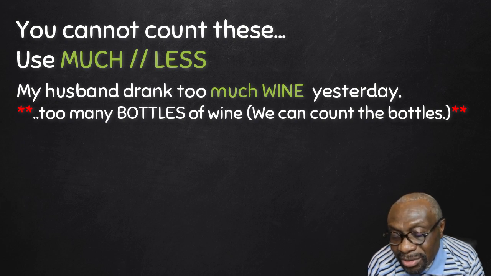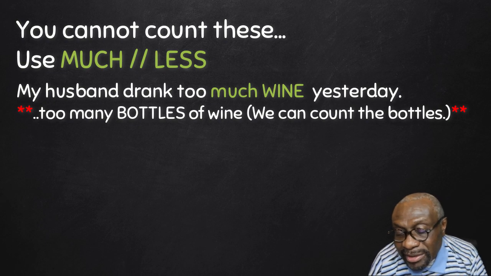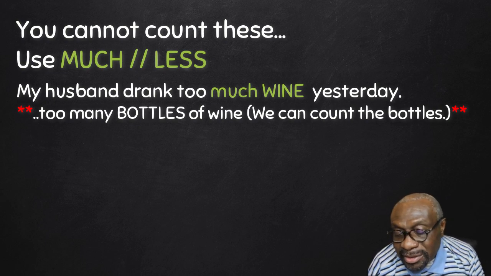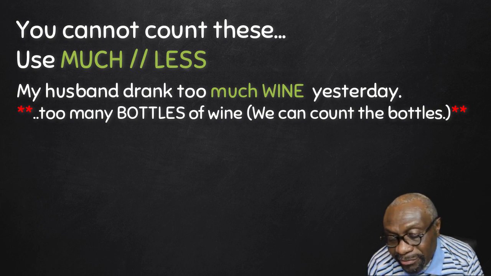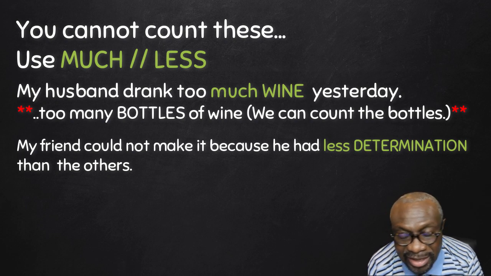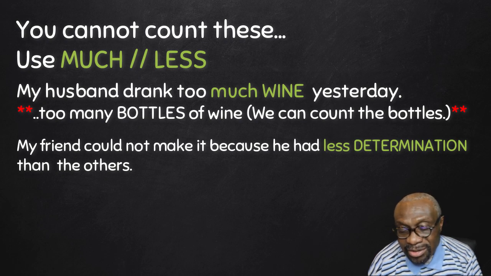Because this time we are counting bottles. You can count the bottles, but you cannot count the wine. So too many bottles of wine. Too many bottles, too much wine. My friend could not make it because he had less determination than the others. Yes, determination you cannot count. Everything abstract, generally you cannot count, so less determination.